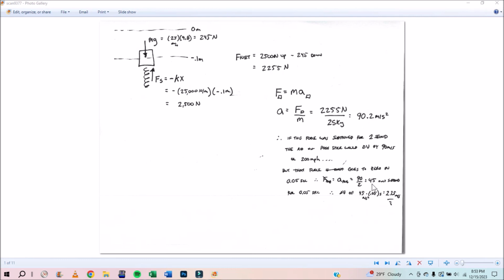But guess what? How long is this force going to actually take place? I just have to give you this 0.05 seconds, because that's what we found out from Excel. You're only going to have this force for 0.05 seconds. And so if you have 45 meters per second squared times 0.05 seconds, you only have a change in velocity of 2.25, and that's actually the answer that they want.